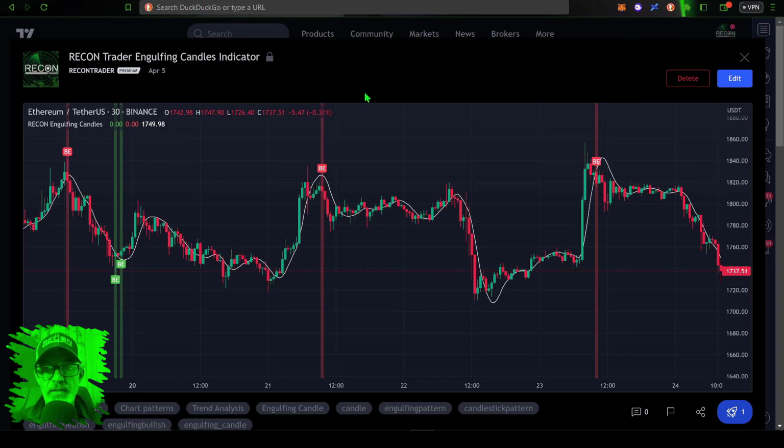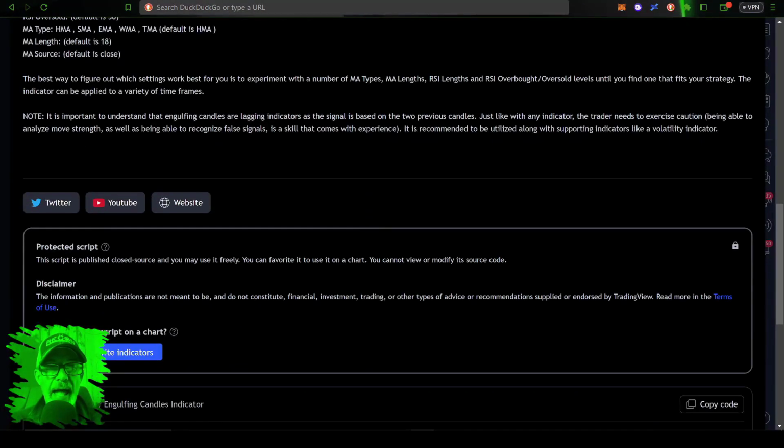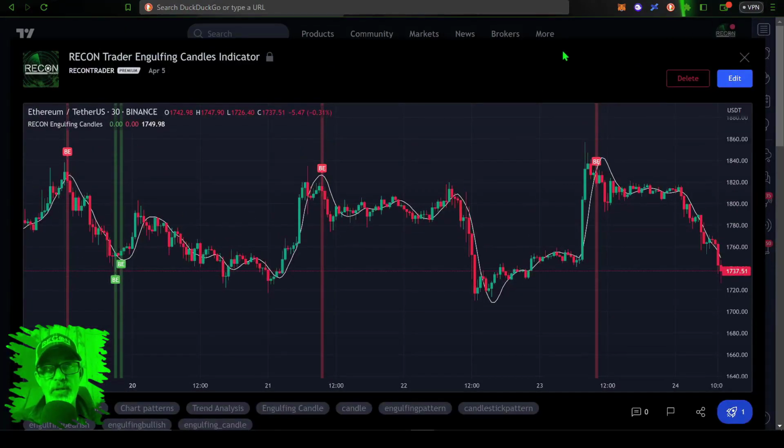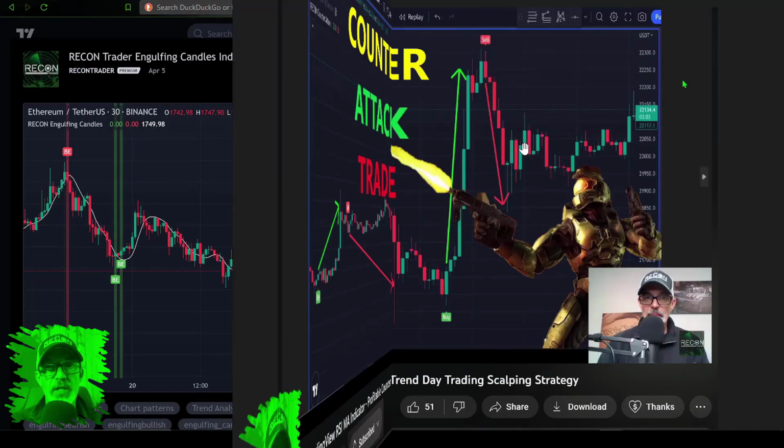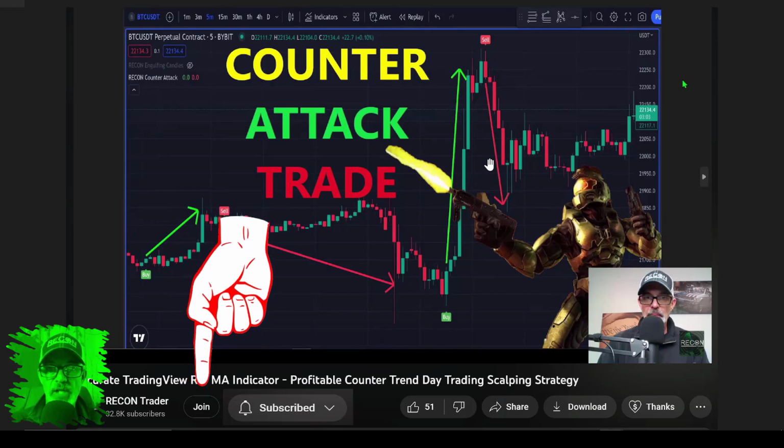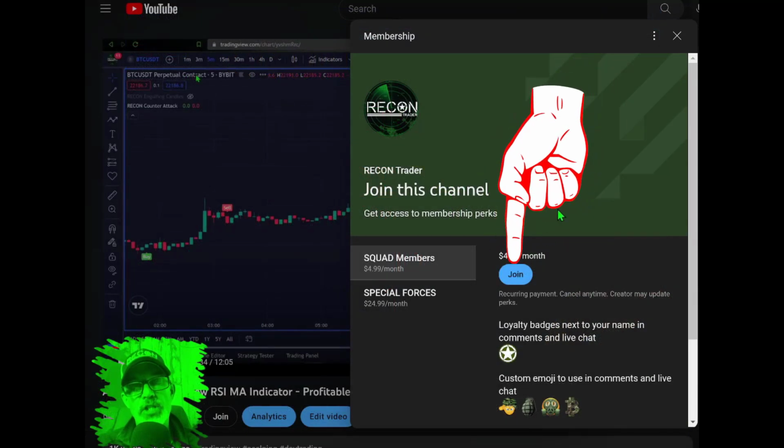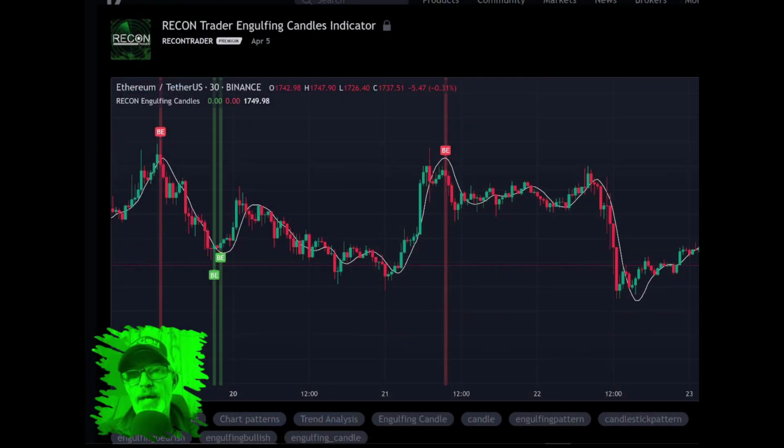Now, if you want to add this indicator to your charts, it is a private indicator, so you would actually have to have a link to this indicator, which would bring you over to the actual page for the indicator, where you would scroll down and click add to favorite indicators. Now, with that being said, this indicator will only be available to my YouTube channel members. And so in order to become a Recon Trader YouTube channel member, you would just need to click on the join button right down here. And then once you join the channel, you will then have access to members only exclusive videos, which will have links to the actual pages for my private indicators.